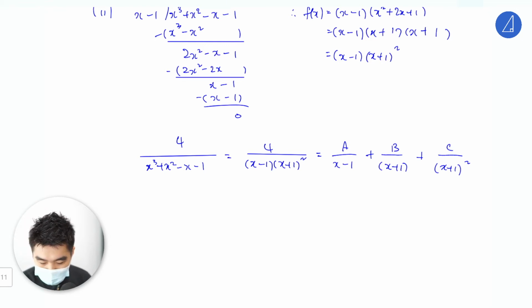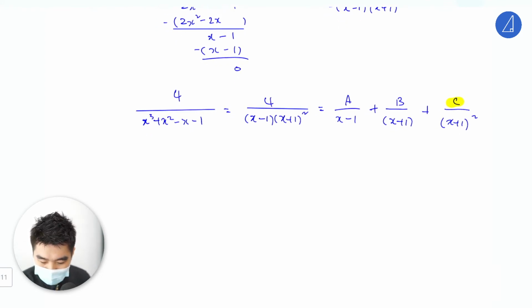Okay, just take note over here, one common careless mistake is that for C, you might recall your quadratic factor and then you write Cx plus D, but that's not the case for repeated linear factors, right? So hence, equate your numerators. 4 is equal to A, B, C multiplied by the respective denominator.